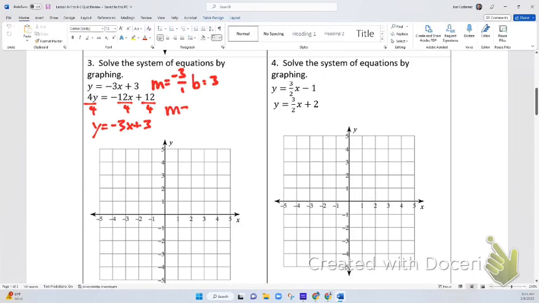So if you notice, some of you guys are like, oh, it's the same exact line as the one right above it, because the m is a -3/1, and then your b is a 3. So when I graph this, I only need to graph one. Why? Because they're both the same exact line. So I start at 3, and then I go down 3 to the right 1, which is right here.